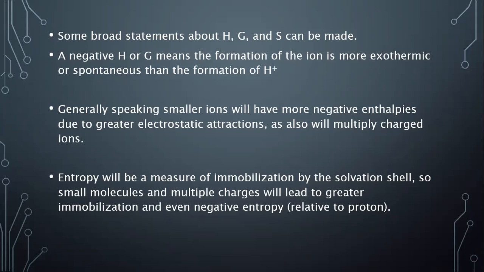The entropy of these ions will be the measure of the immobilization by the solvation shell. So small molecules and multiple charges will have greater immobilization, and thus a negative entropy. Essentially, how well can we encapsulate this ion? Say beryllium 2 plus probably has a negative entropy, while cesium 1 plus, being bigger and only charged 1 plus, probably has a positive entropy.